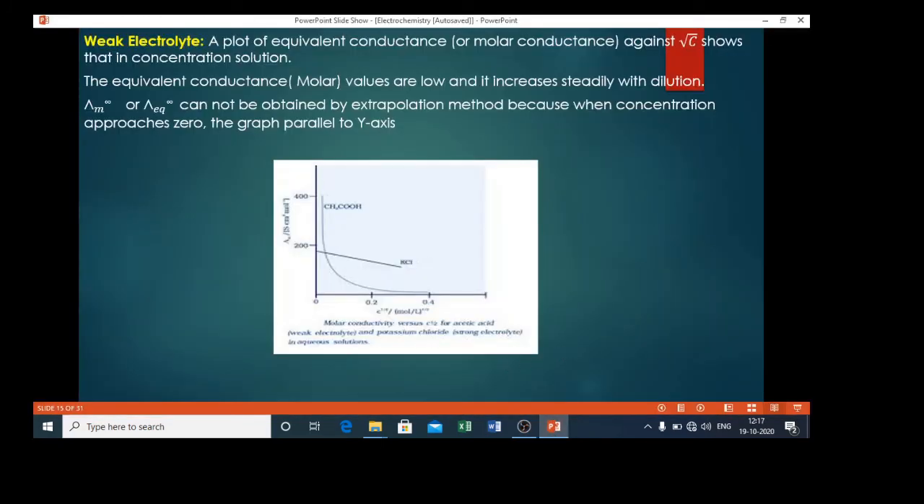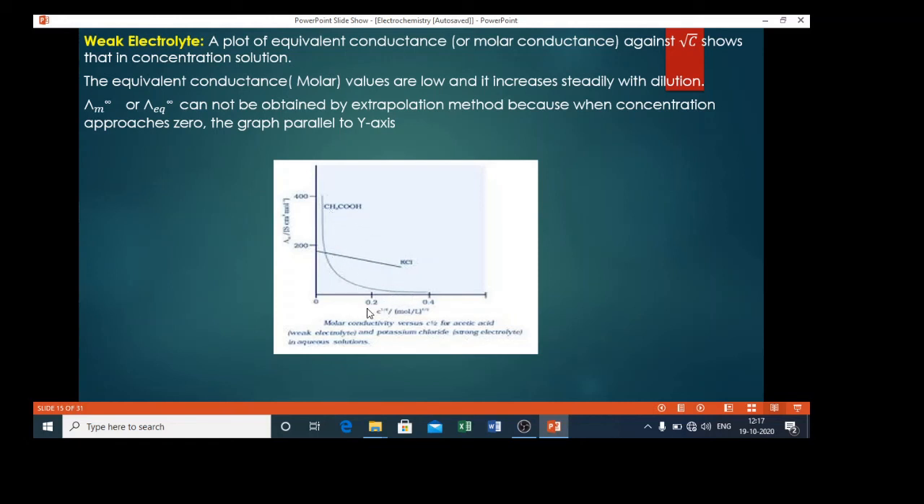In the case of a weak electrolyte, a plot of equivalent or molar conductance against concentration is shown. Along the y-axis is the molar or equivalent conductance, 100, 200, 300, 400, and along the x-axis the concentrations are 0.1, 0.2, 0.3, 0.4 mole per dm cube. The graph shows that a curve is formed here.